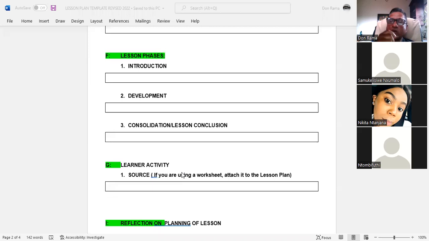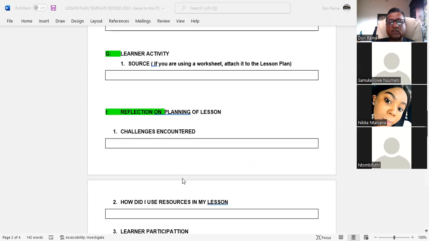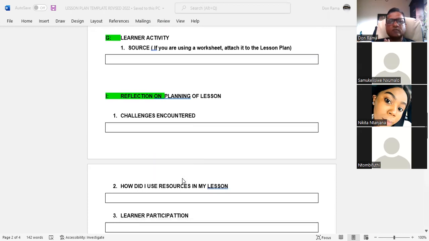So you have to say where you are getting this learner activity from. Is it from a textbook? Is it from a worksheet? If it's from a worksheet, you have to attach it, right? So that is the next heading. The last heading in your lesson plan is reflection on planning of the lesson.